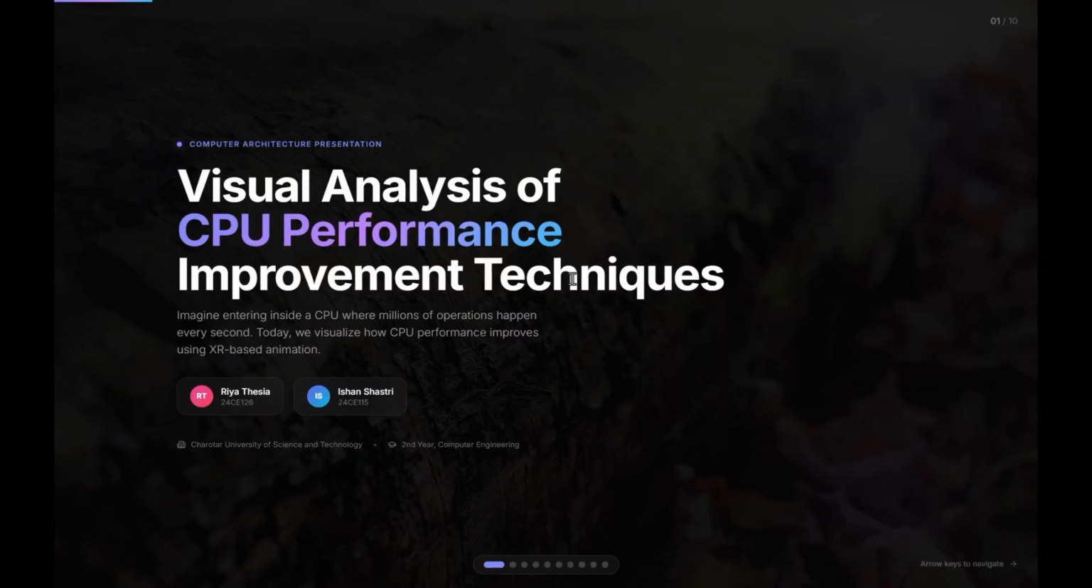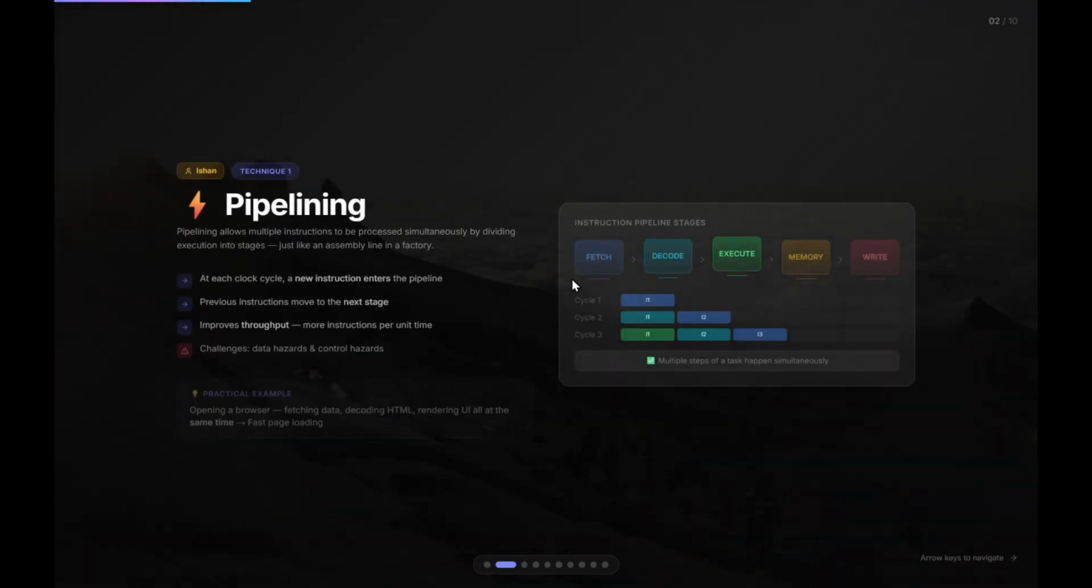Before we go to our topic, I will generalize our topic: how CPU performance can be improved. CPU performance improvement techniques include six different techniques or theory concepts behind it. Of them, I am going to explain the first topic, which is called pipelining.